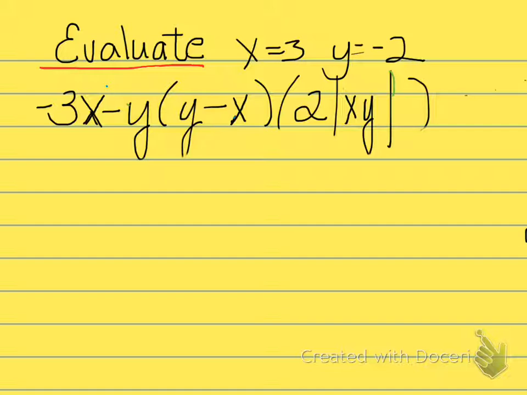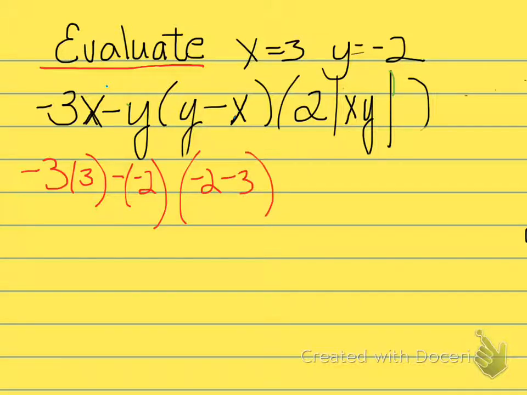Why don't we just put our values in? We have a -3, and then the x value is 3. So that's multiplication. We're going to minus the y value, which is a -2. So you're going to have a double negative right there. Then you have these big parentheses coming up. You have a y minus x. Well, if y is a -2 and x is 3, that's -2 minus 3. Then we have one more parenthesis set, and we go with the 2 times the absolute value of xy.